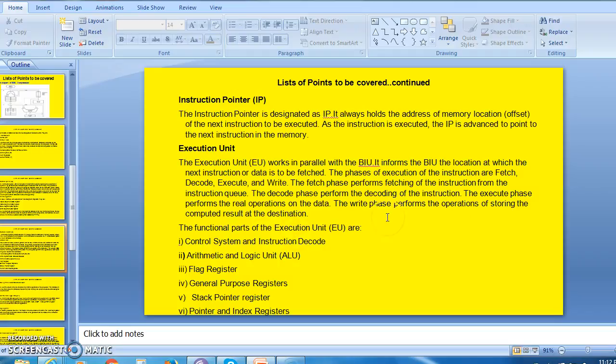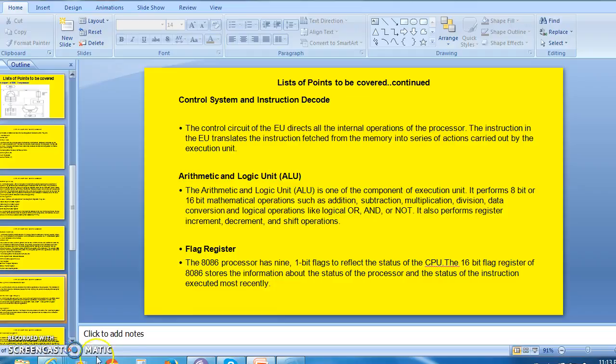The functional parts of execution unit are control system and instruction decode, which is used to convert the instructions which are fetched into a series of actions. Arithmetic and logic unit, flag registers, general purpose registers, stack pointer registers, pointers and index registers.